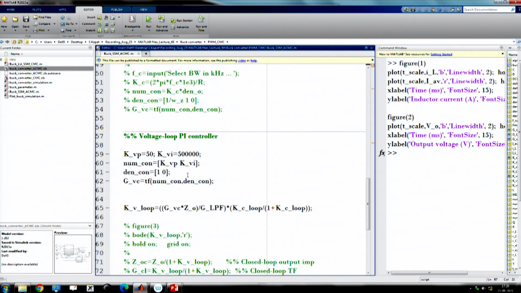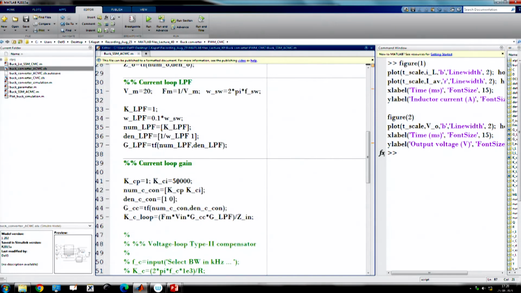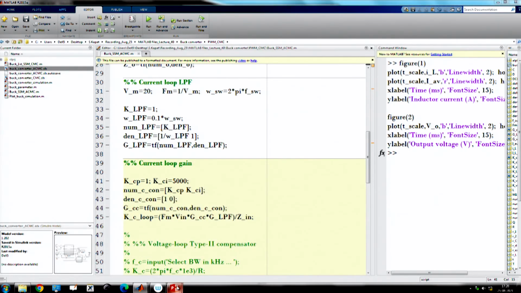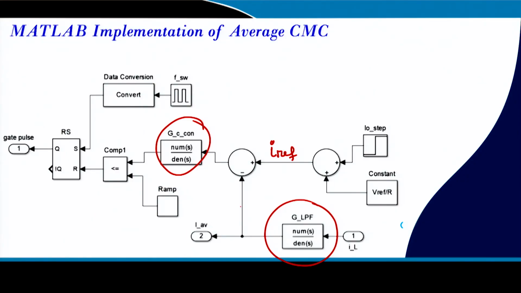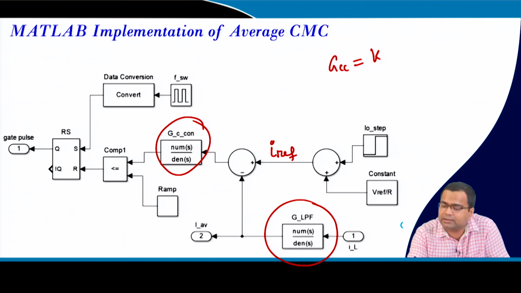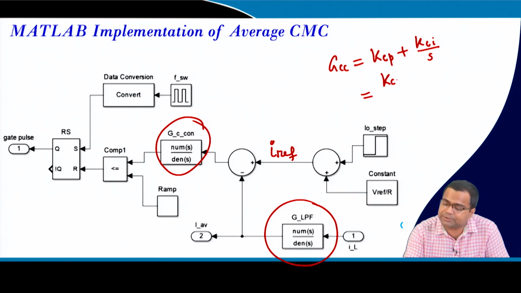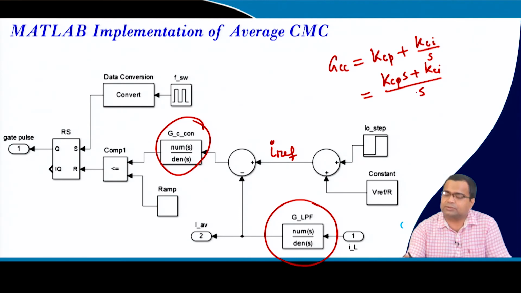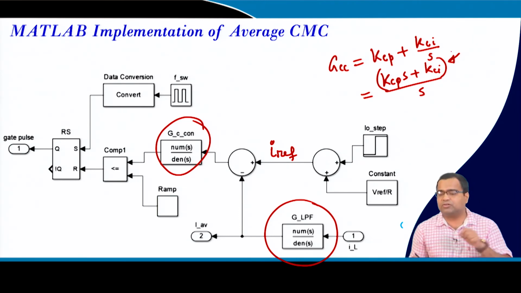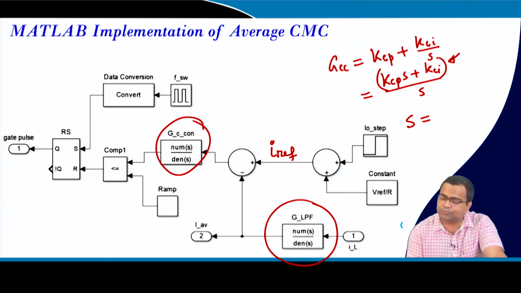We want to slow down also the integral, so one by one, slowly. We want to slowly reduce the integral gain. Why? Because if you go to the current controller gain, what is our current controller gain? We have taken current controller proportional plus current controller integral by S. That means we can write (KCP S plus KCI) by S. So if we take this particular zero, that means S will be equal to KCI by KCP.